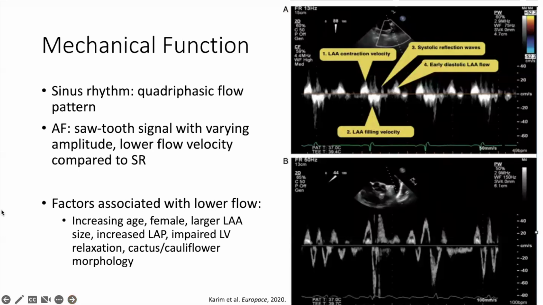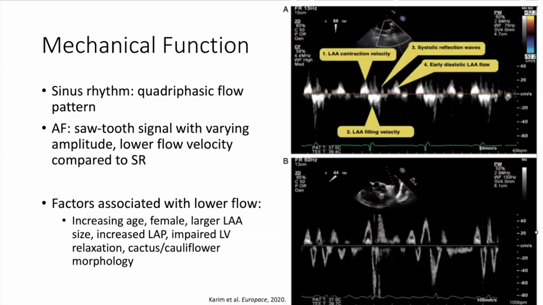In addition to anatomical traits, the left atrial appendage also has a mechanical function. It actually does contract. It's not just a passive structure. And so by using a PW wave through the first third of the left atrial appendage, we can look at the velocity of flow through the left atrial appendage. And there's a difference in the flow when the heart is in sinus rhythm versus in atrial fibrillation.